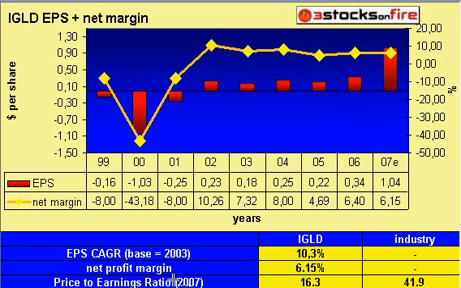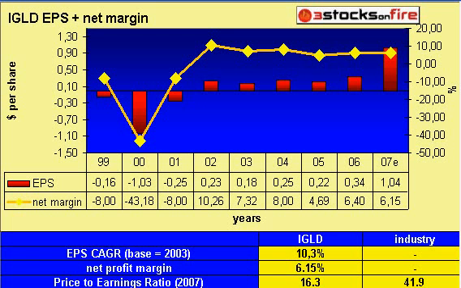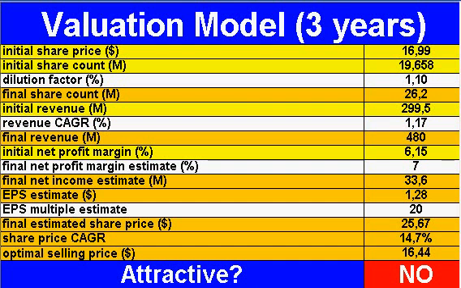and the price to earnings ratio, considering this 2007 estimate, is just 16.3, and the industry average is 41.9. But I'm not sure IGLD still is just, let me check here, sorry, an internet service provider. It is also a telecom business too, which trades at a much lower earnings multiple. So let's check my valuation model.